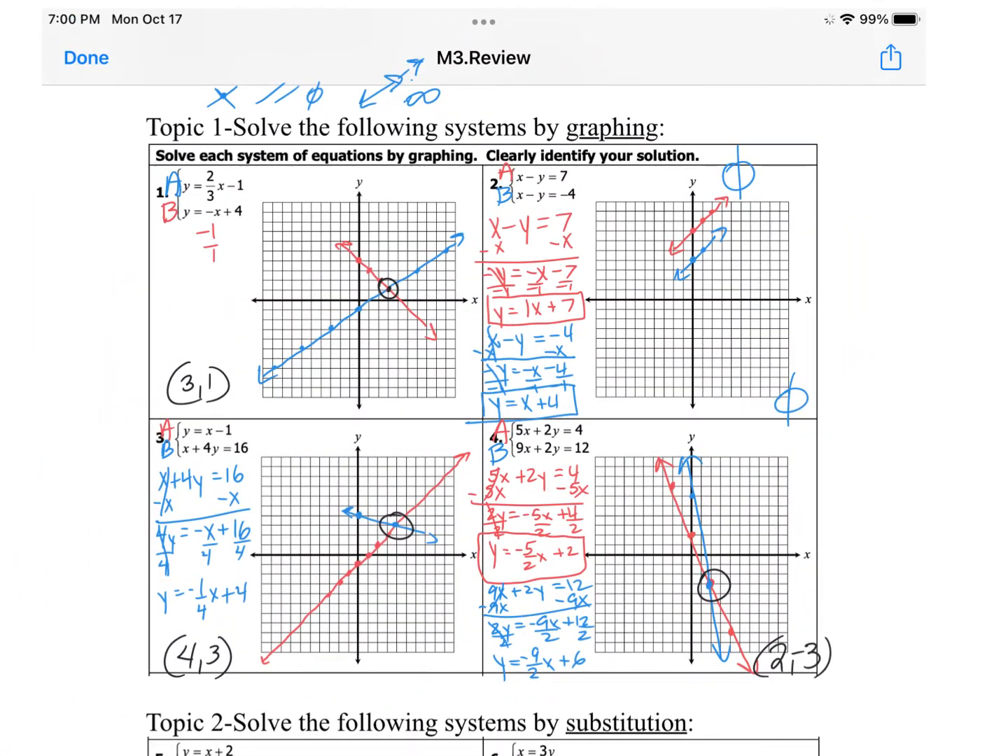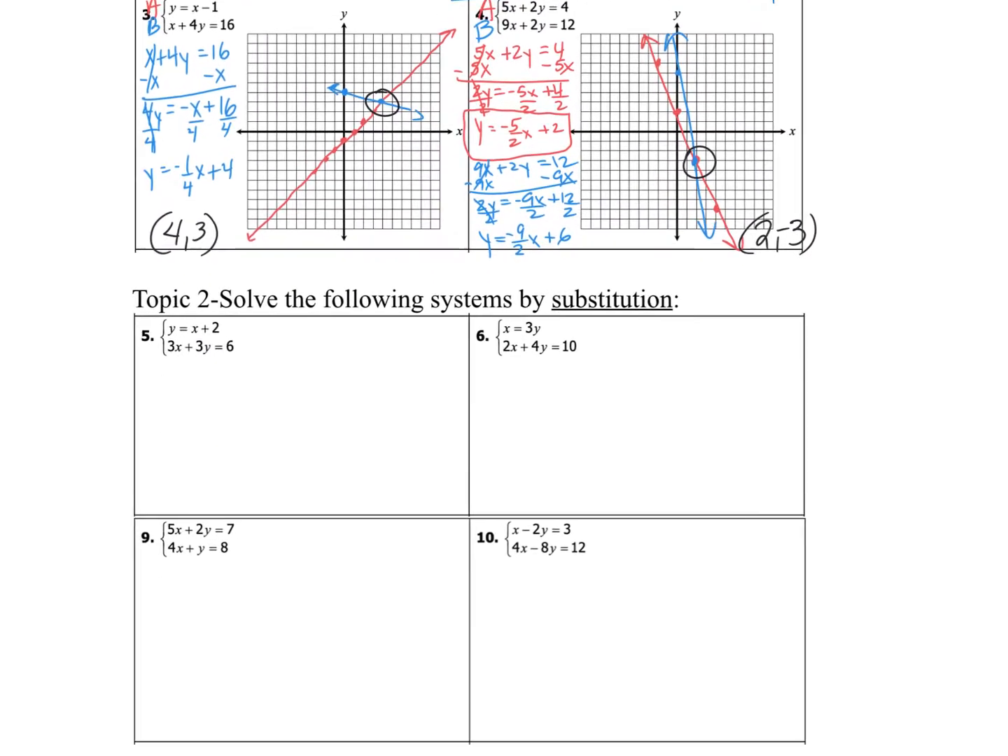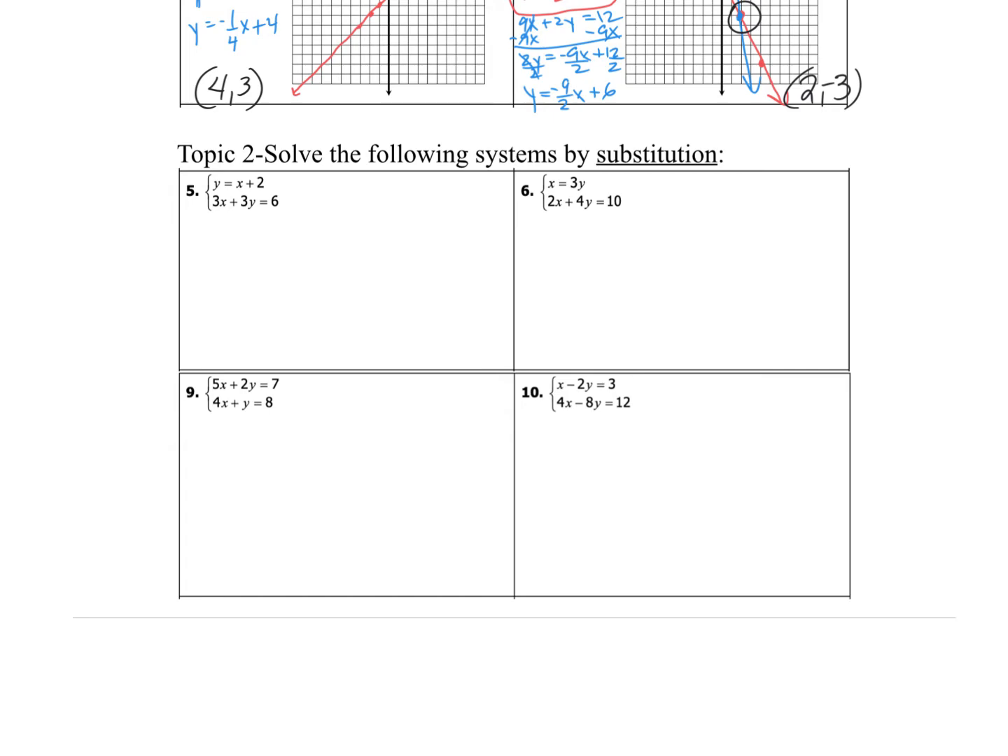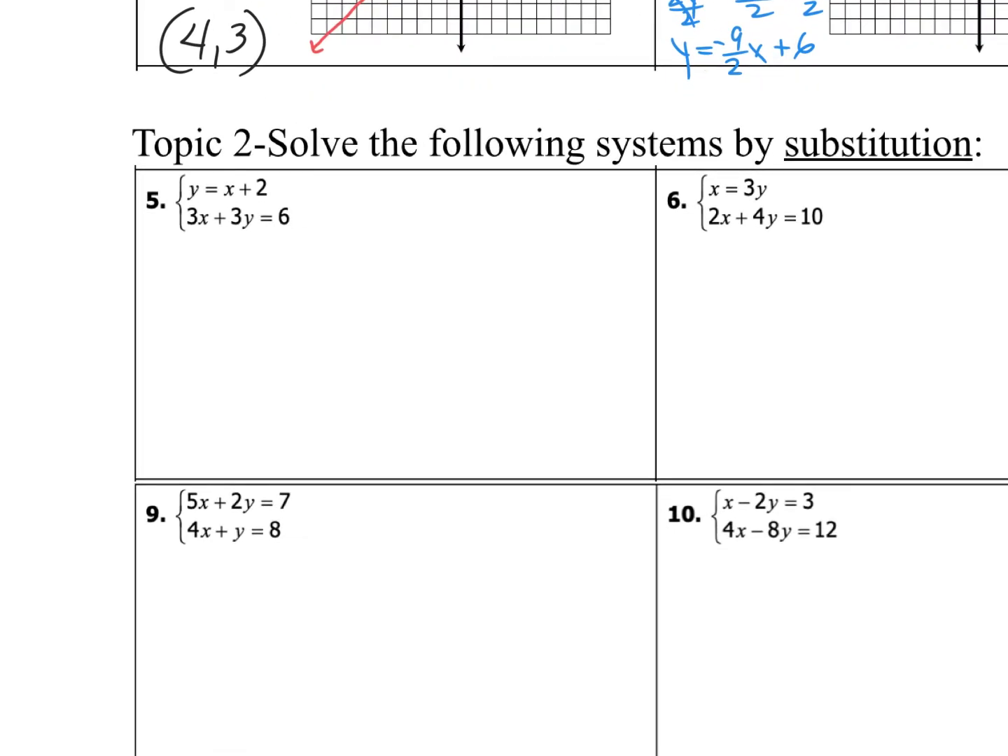Remember, 3 scenarios: intersect, parallel, or the same line, infinite. All right, solving by substitution, we take what one of the variables equals and substitute it into the other equation and solve, and then take what you get for that variable and substitute and solve again. For numbers 9 and 10, they are not already solved for the variable, so we'll need to solve for one of the variables.